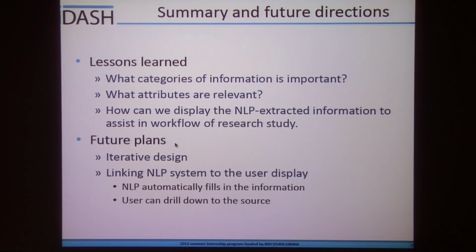And so in the end, we've learned what are the categories of information that are important for our target users. And these included the three containers, the background, problems, and actions, and the other concept categories that are specified by the users. And also, we learned the types of attributes that are associated with these concepts. And finally, we learned how we can display the NLP extracted information to assist in the workflow of their research.